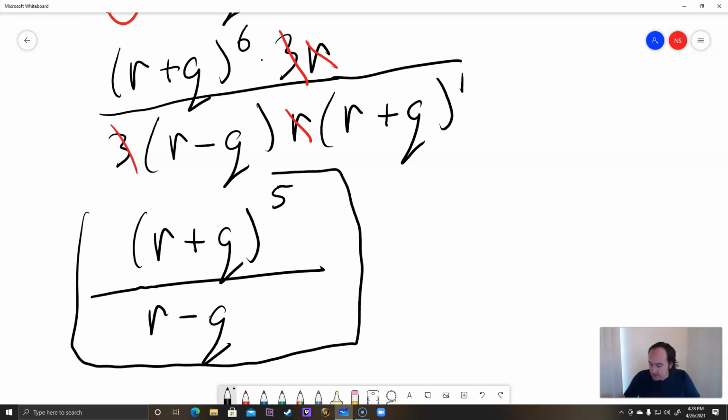So this is going to be our answer. We have the quantity r plus q, to the fifth power, all over r minus q. And we can't simplify that anymore, so we box it. That's our answer.